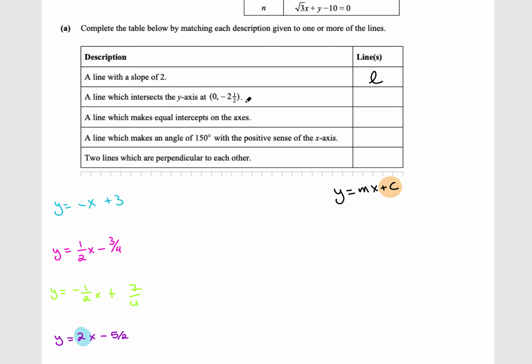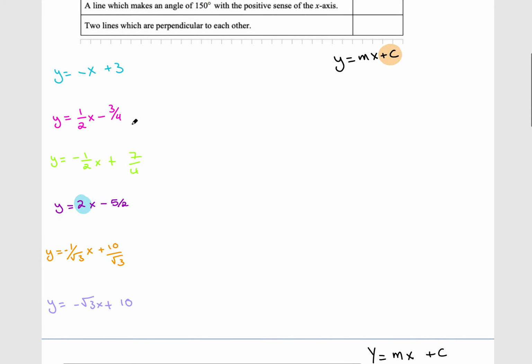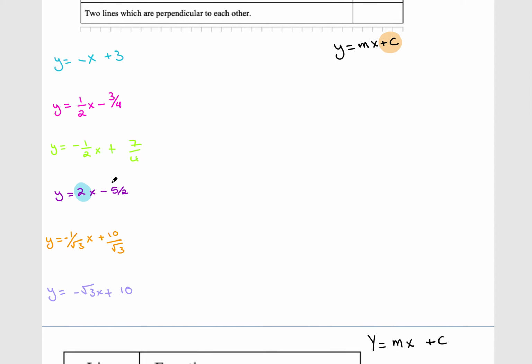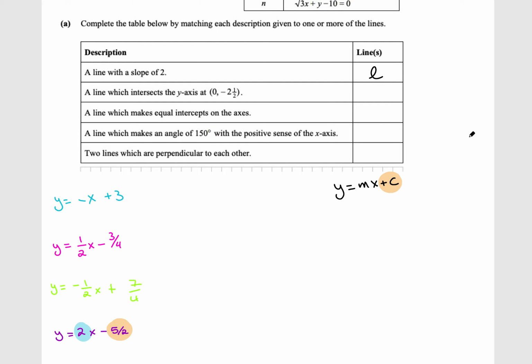So we're looking for a graph that gives us minus 2.5 as the constant. If we scroll down and have a look at all the ones that we have, that's a positive 3, so it's not what we're looking for. Minus 3/4, not what we're looking for. 7/4, and it's positive, not what we're looking for. But then we have minus 5/2, and if we were to divide that out, it would give us minus 2.5. So there we have, once again, line L.